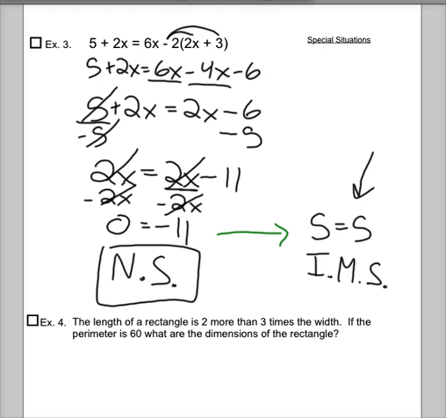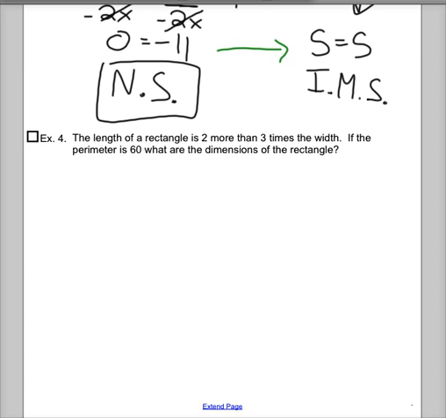Now, not only are we working with the skill of solving equations, we're also working on writing equations. So let's take a look at this. The length of a rectangle is 2 more than 3 times the width. If the perimeter is 60, what are the dimensions of the rectangle?